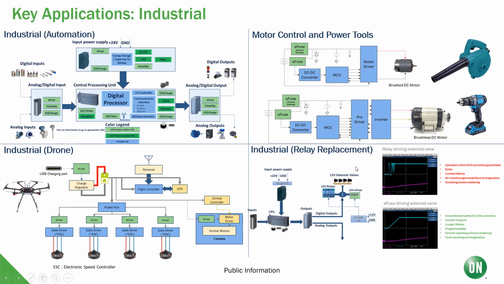You can quickly see the benefit of the eFuse in this application by looking at the waveforms in the bottom right. The top curve shows a typical DC relay turning on a solenoid valve. You see all that chattering noise? That is not ideal and is electrically stressing on the system. If you look at the waveform on the bottom, that is an eFuse being used to turn on a solenoid. The controlled slew rate of the eFuse is much cleaner and will lead to longer lifetime of all the components.